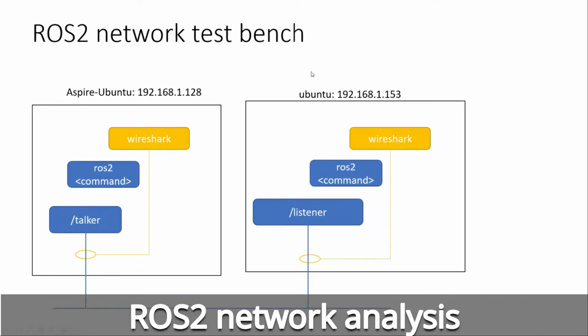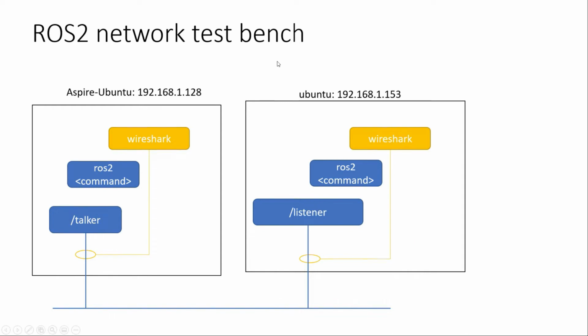Okay, for the ROS2 tests, these tests I only did in distributed mode. There wasn't much point looking at them running locally. So I've got two machines. I've got this Aspire Ubuntu running on 128, and then I've got an Ubuntu running on a Raspberry Pi on 153. You'll also notice in the YouTube description I put down the steps I used to set up Ubuntu and ROS2 on my Raspberry Pi 4. I had 2 gig of memory. It took me a while to get it right. I made some mistakes along the way, so the instructions are a good way of just seeing how to do it for Raspberry Pis.